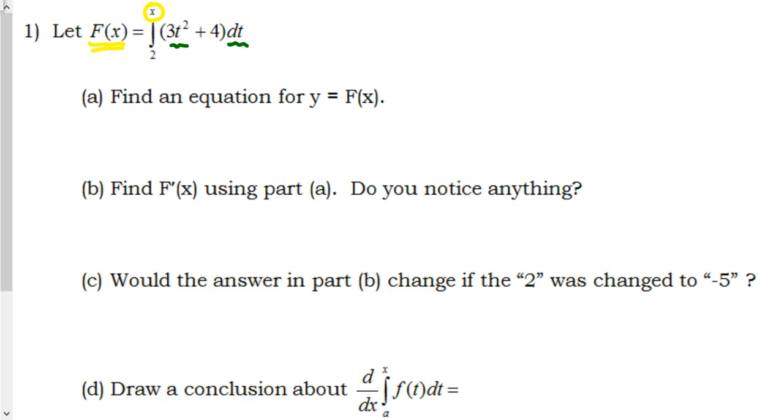So the first thing says find an equation for the function capital F of x. Now I used a capital letter here just because we've been using capital letters to indicate antiderivatives, and that is what this is because we have an integration sign. We know that's going to be an antiderivative. I wouldn't have had to necessarily call it that, but I did. Okay, so I'm looking for an equation for that.